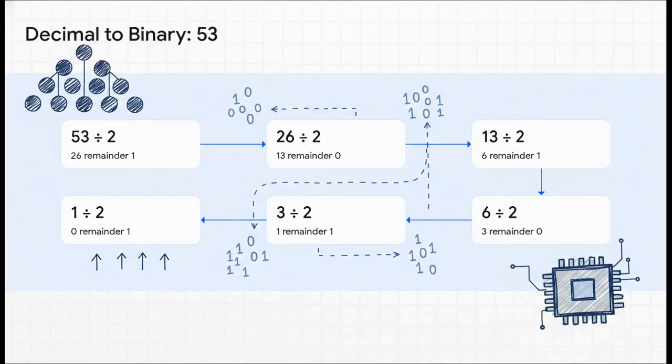So how do we translate our everyday numbers into this new language of ones and zeros? It's actually a pretty cool trick. Take a number like 53. The computer just keeps dividing it by 2, over and over, and pays attention to the remainder each time. Then you just read those remainders from the bottom up, and boom, 53 becomes 110101. It's a simple math trick that lets any number be represented with just 2 digits.